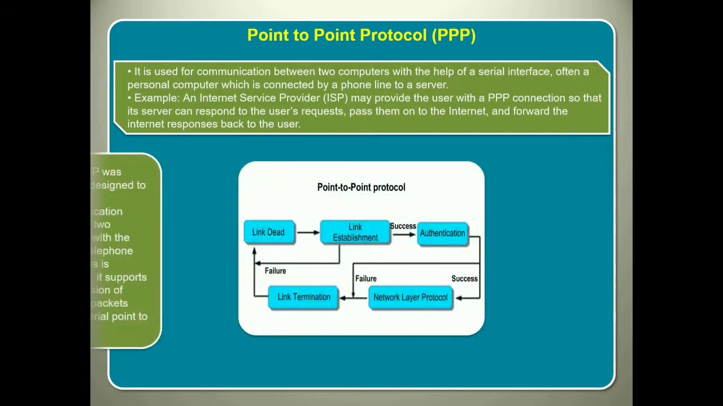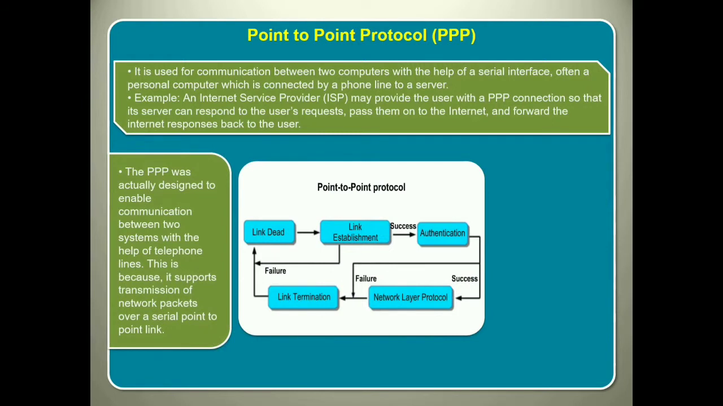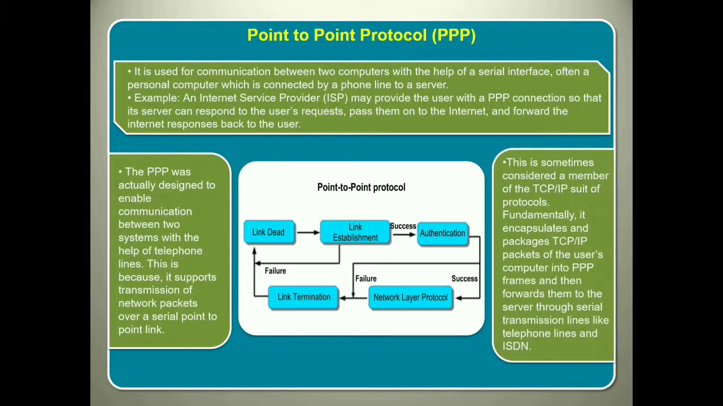PPP was actually designed to enable communication between two systems with the help of telephone lines. This is because it supports transmission of network packets over a serial point-to-point link. It is sometimes considered a member of the TCP/IP suite of protocols. Fundamentally, it encapsulates and packages packets of the user's computer into PPP frames and then forwards them to the server through serial transmission lines like telephone lines, ISDN, etc.